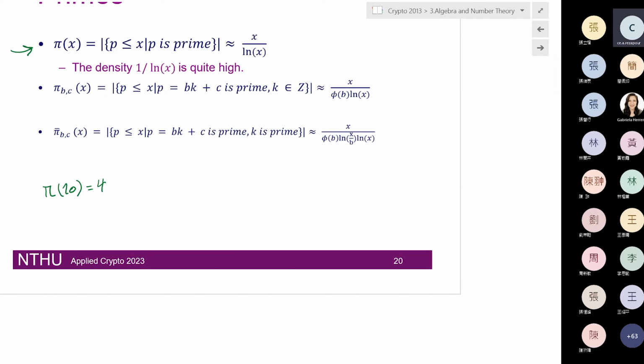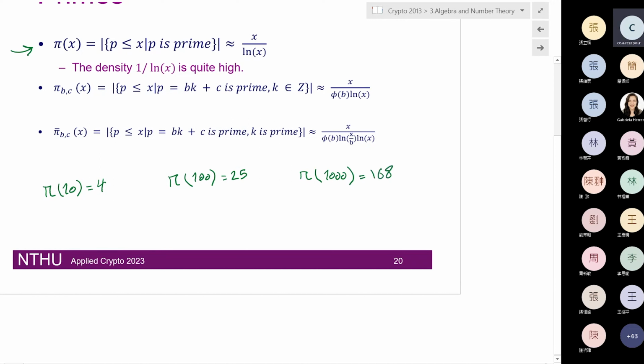So we have 4. If you compute the pi of 100, you are going to find out that you have only 25 prime numbers that are less than or equal to 100. And if you do that for, let's say, 1,000, you're going to find 168.